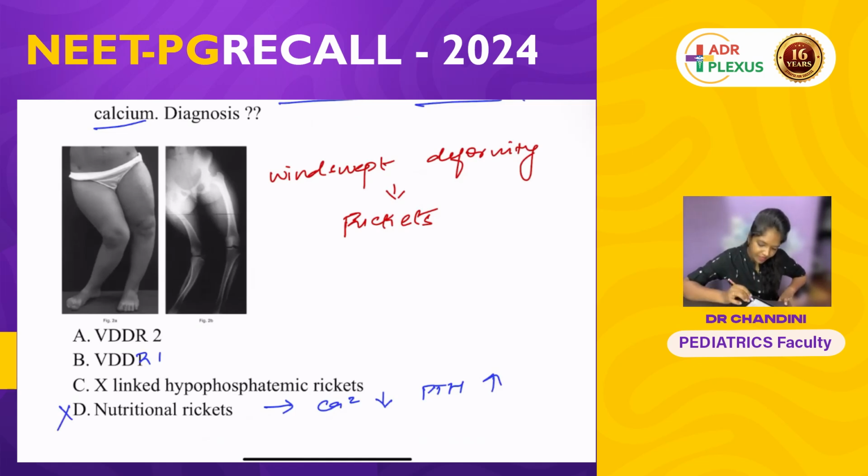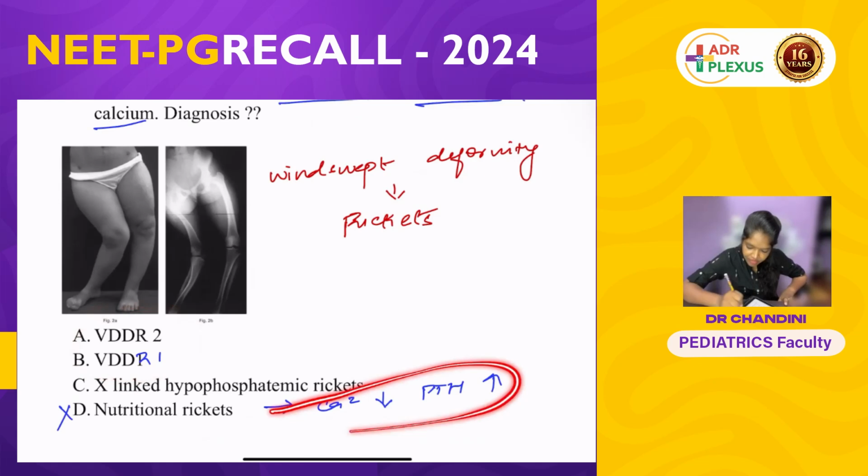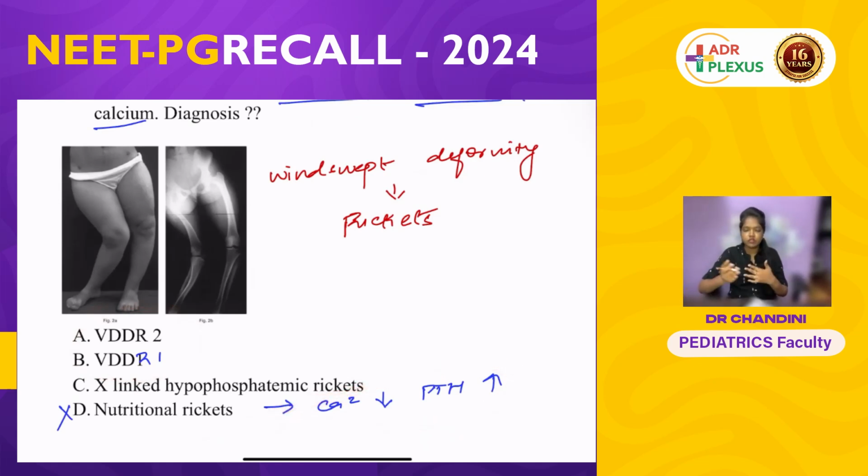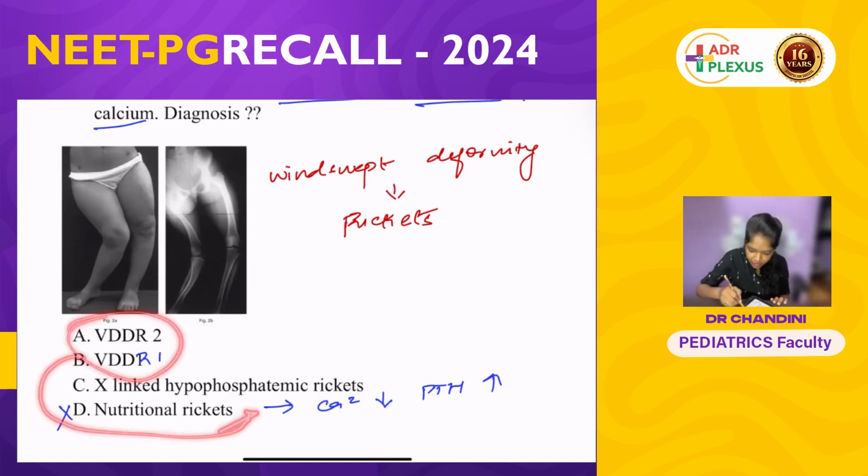Suppose we come to VDDR type 1 and type 2. VDDR type 1 and type 2 is nothing but vitamin D dependent rickets. So they are also going to have the same features as vitamin D deficiency. If you give vitamin D, they will respond. If you stop vitamin D, they will not respond. And they will need long and high doses of vitamin D. So these lab values will also be similar to nutritional rickets. So these two are also ruled out.